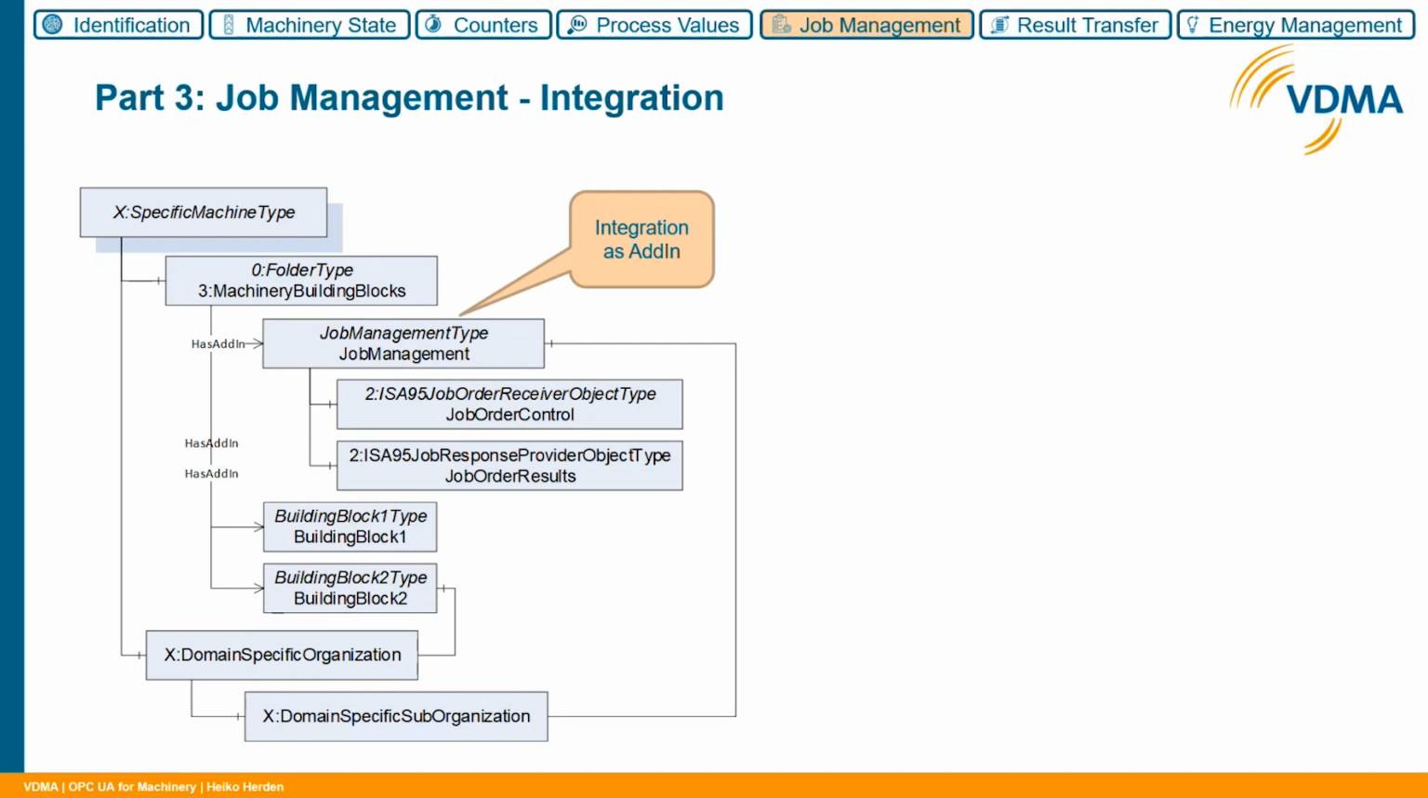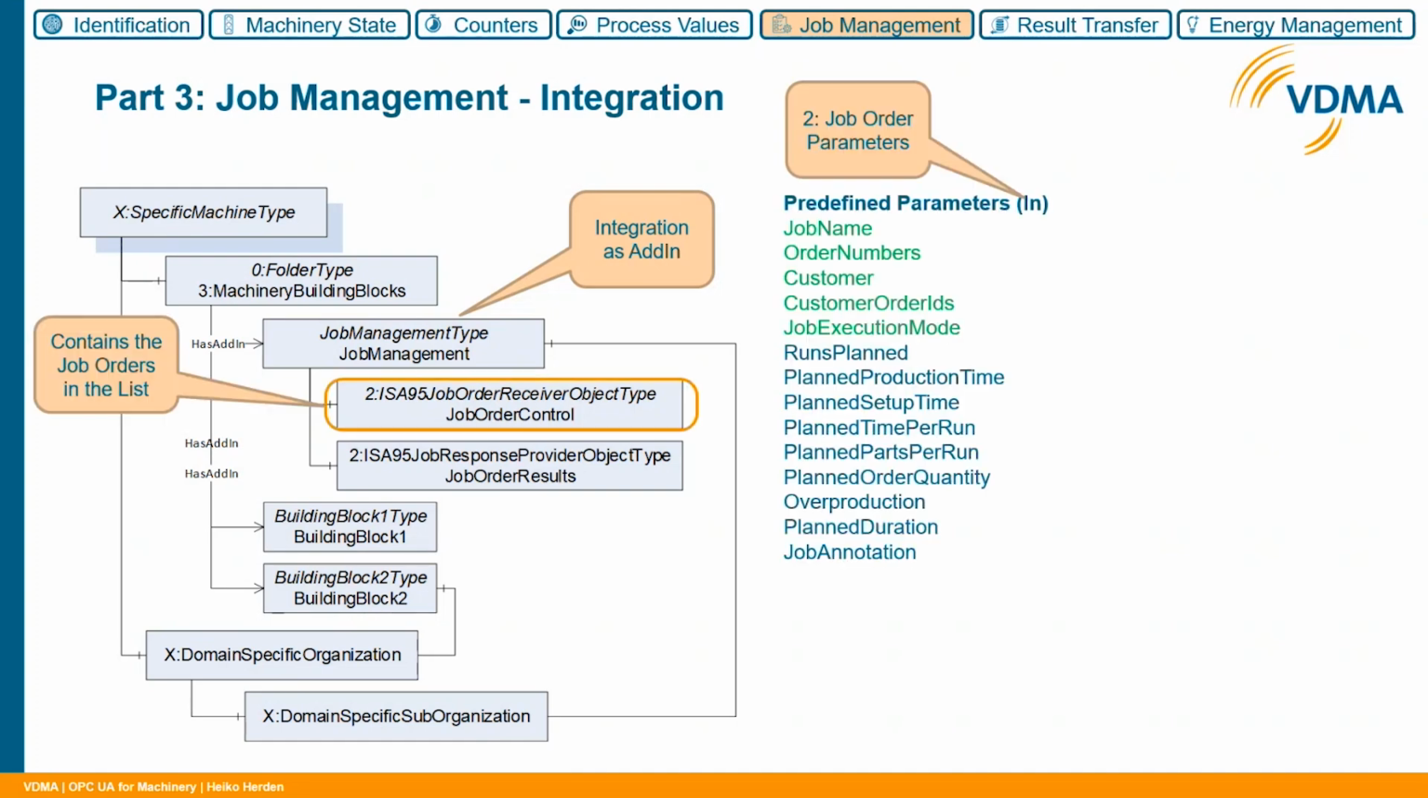And as I mentioned already, in OPC UA for machinery, we defined a lot of information that is planning information that needs to go into the machine together with the job. And here you can see a list of it. The green marked things are properties that not only need to go in, but also need to go out. So the job name, the order number, customer order ID, job execution mode. But on top of that, we have information like runs planned, production time, planned setup time, and so on.